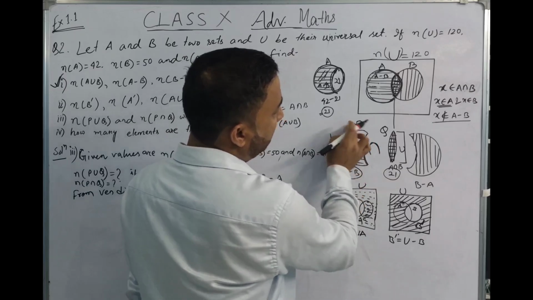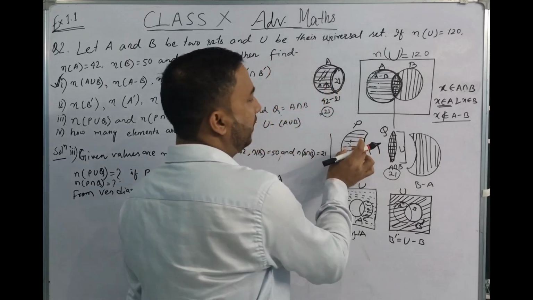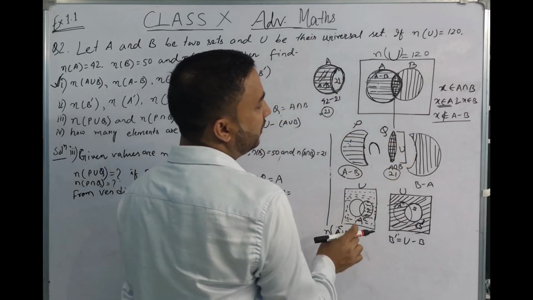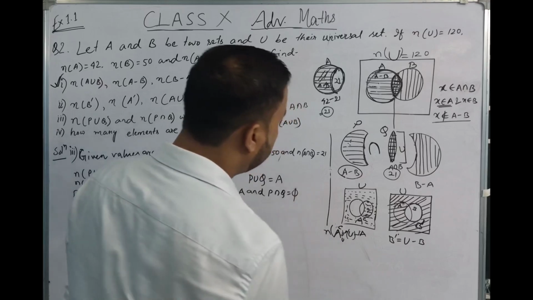So this is called what? P, only P, and this is the Q. Since no element of P is common to Q, then P intersection Q will be a null set only. It will be a null set.